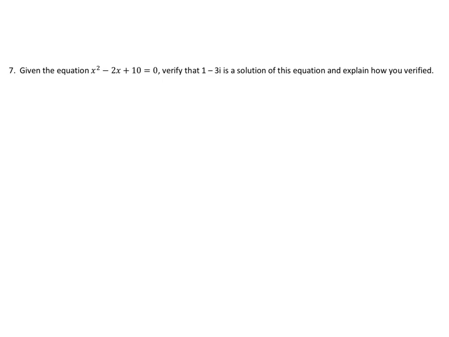The next question says, given the equation x squared minus 2x plus 10 equals 0, verify that 1 minus 3i is a solution of this equation and explain how you verified. Now, if 1 minus 3i is a solution, that is an x value. And that's actually potentially where you would cross the x-axis. But because this is an imaginary solution, you wouldn't cross the x-axis. All your solution would do for you is make the equation equal to 0.